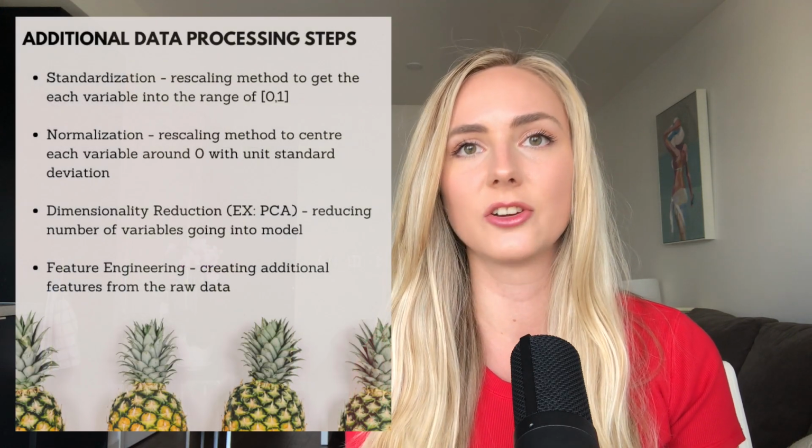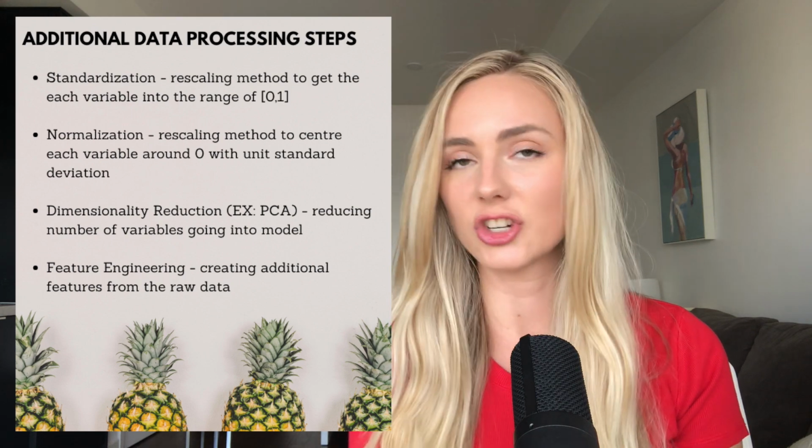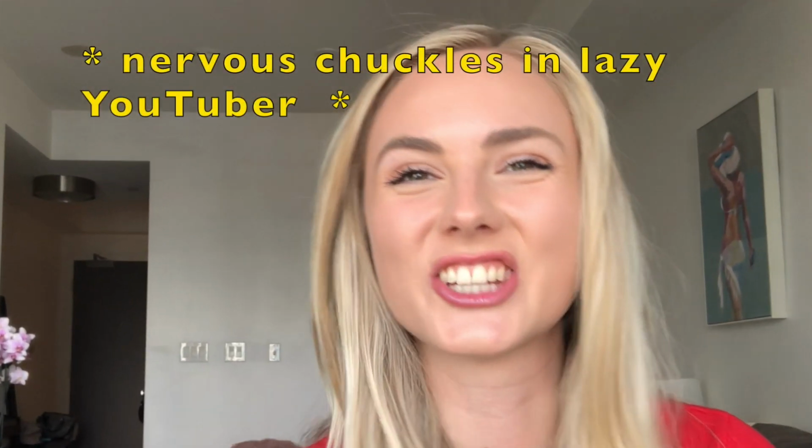All right, next, step 3, determine which, if any, additional data processing steps are required depending on the model that we will be choosing down the line and depending on what your data looks like now. Some additional types of processing that you can do are standardization, normalization, dimensionality reduction, or feature engineering. And I won't go too far into what each of these 4 things are. I won't go into it at all, actually.